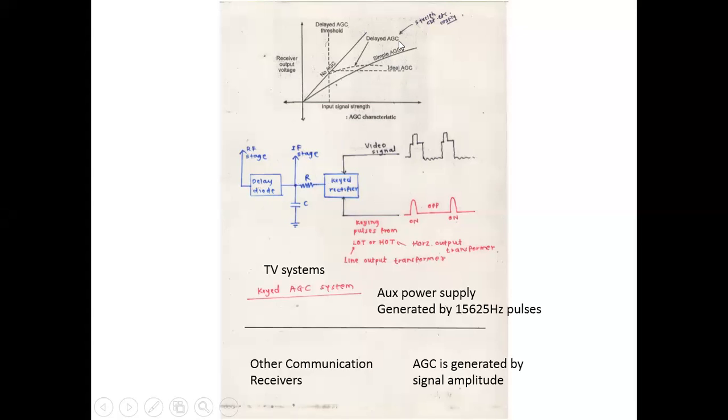There are different types of AGC, which we have already covered in our first assignment: no AGC, linear AGC, simple AGC, and delayed AGC. Delayed AGC is always used in your television receiver. The keying pulses along with your video signal are averaged in the television receiver. In your oral exam, such a type of AGC is known as keyed AGC. If your examiner asks what type of AGC is used in a television receiver, you should be able to answer that it is a delayed AGC, meaning that only after a certain level is the AGC going to be applied. The second point is that it is a keyed AGC: the 15625 hertz keying pulses are averaged with the video signal, hence it is known as keyed AGC.